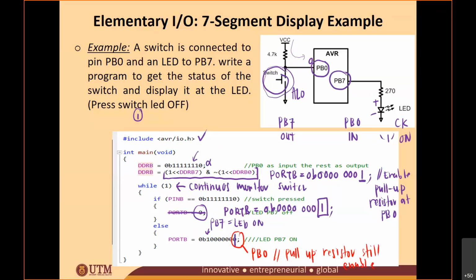Doctor, just asking, can we use PORTB equal to 0B0000000? Okay, if you put 0000000, in that case also can. Boleh. Okay, Josh, you can use that.